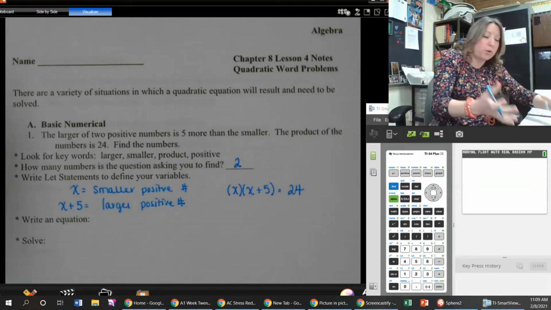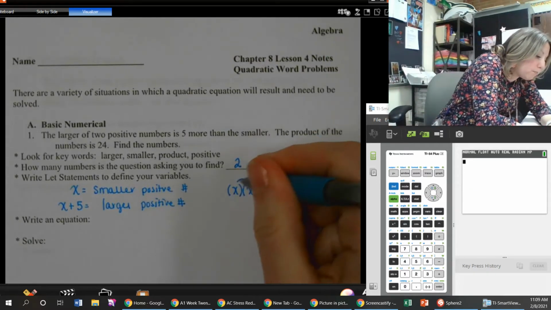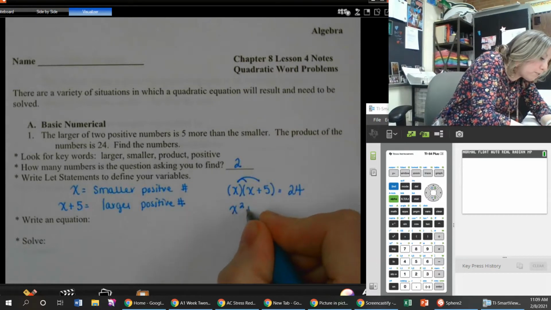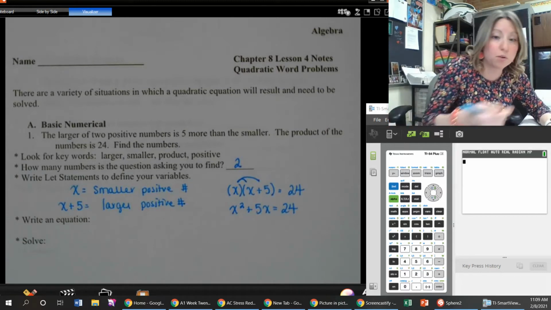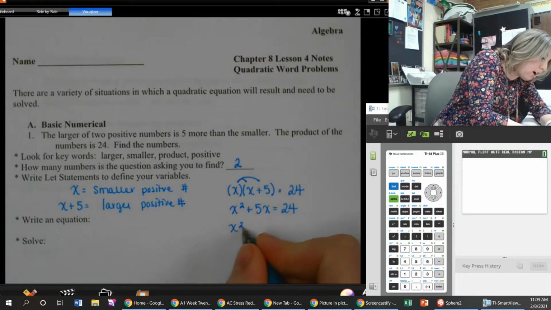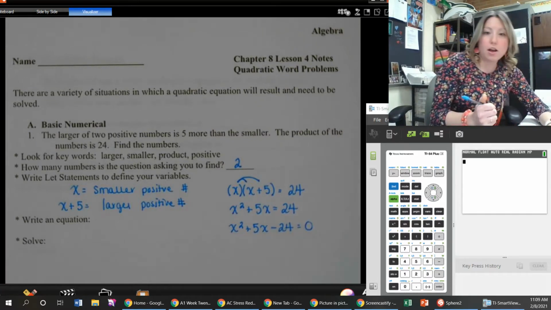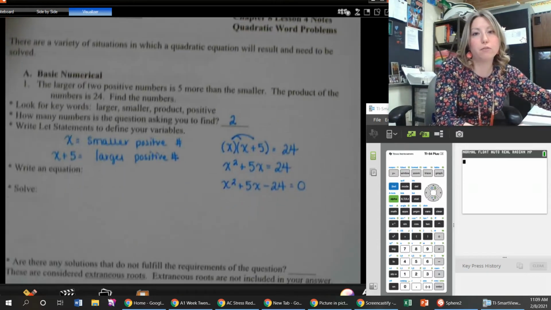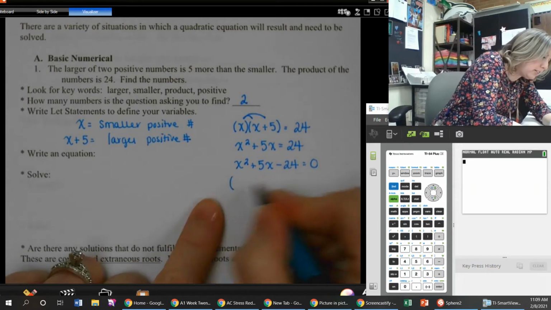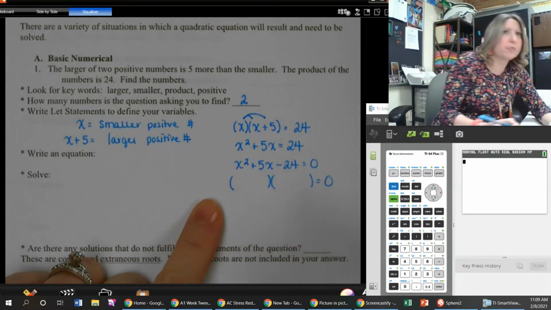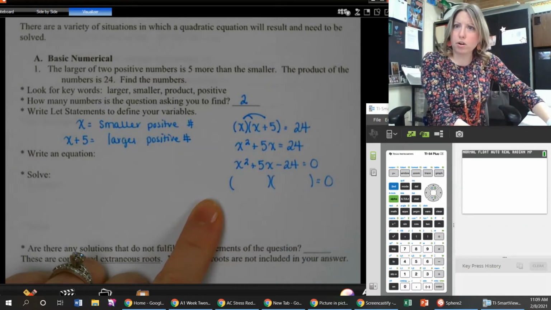The result is 24. So notice this is just a quadratic equation. I distribute, I get x squared plus 5x equals 24. Now that I know I have an x squared, I need to get standard form. So let's subtract that 24 over. I get x squared plus 5x minus 24 equals 0. And now I think, what are the factors of 24 that are going to subtract to give me 5? Not 24 and 1, not 2 and 12, not 4 and 6. Oh, I skipped one. 3 and 8.